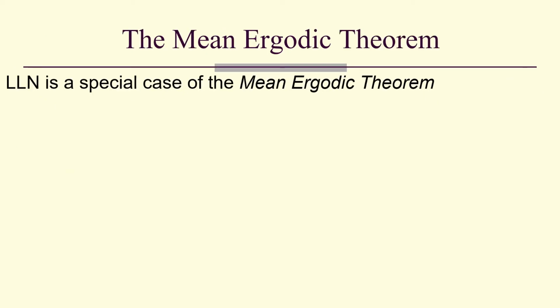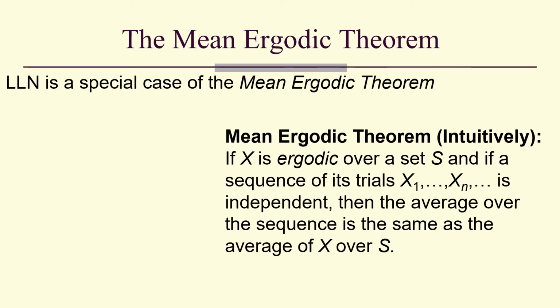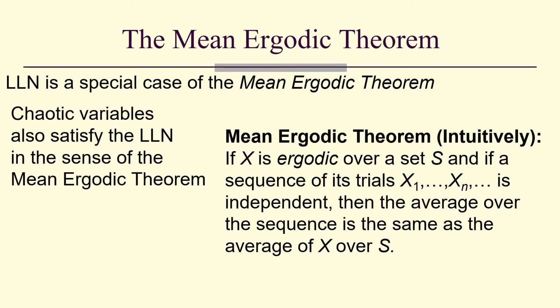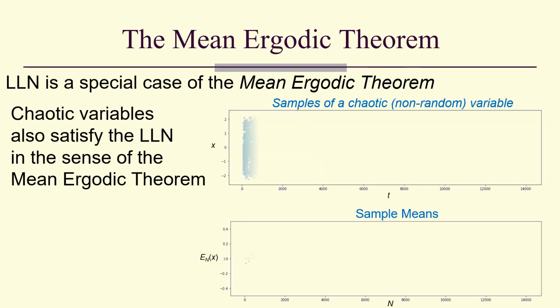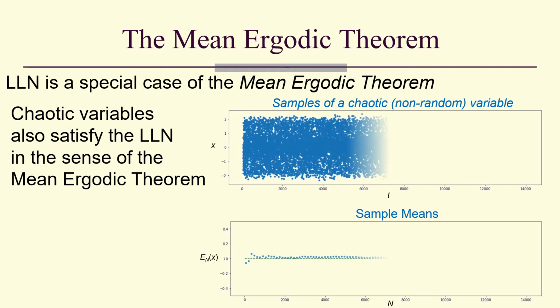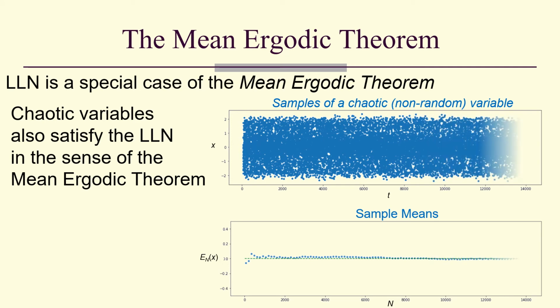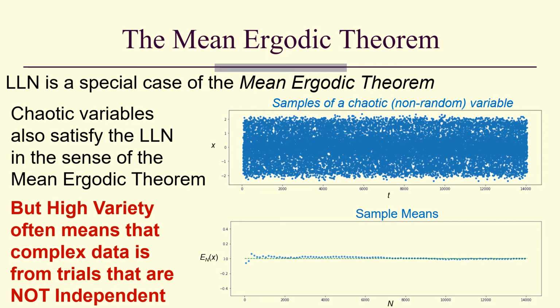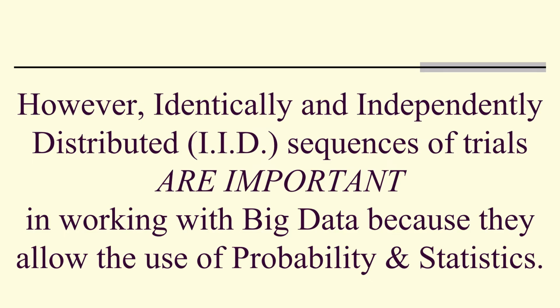So the law of large numbers is a special case of the mean ergodic theorem, which intuitively says that if X is ergodic over a set S, and you have a sequence of trials that's independent, then the average over the sequence is the same as the average of X over S. And this allows us to look at chaotic variables also satisfying the law of large numbers in the sense of the mean ergodic theorem. Let me show you an example here. So as we take samples of our chaotic variable, we get what we get with the law of large numbers, convergence of the sample means to a theoretical limit. But high variety often means that complex data is from trials that are not independent. However, identically and independently distributed sequences of trials are very important to us because they're going to allow us to use probability and statistics.